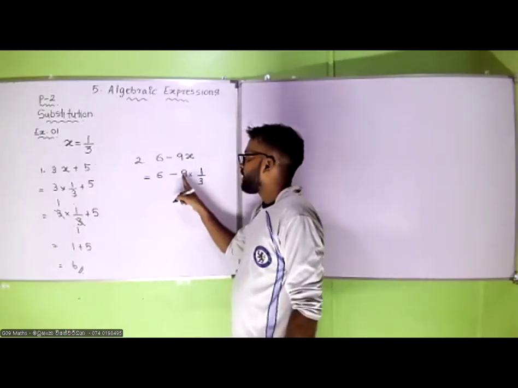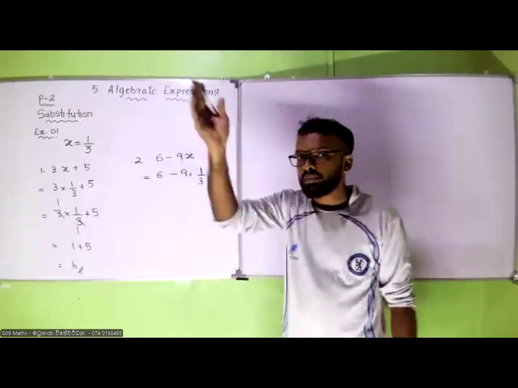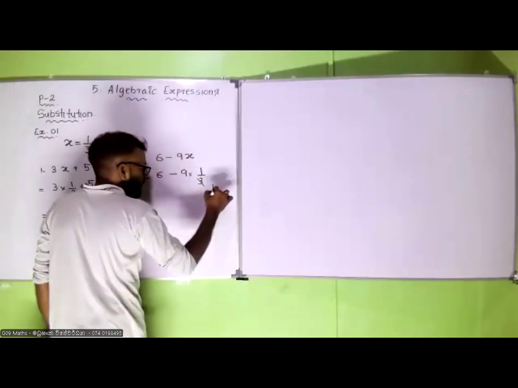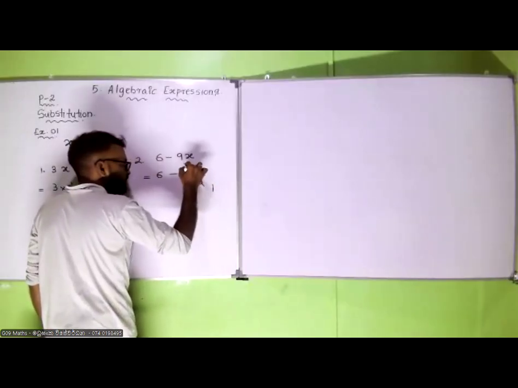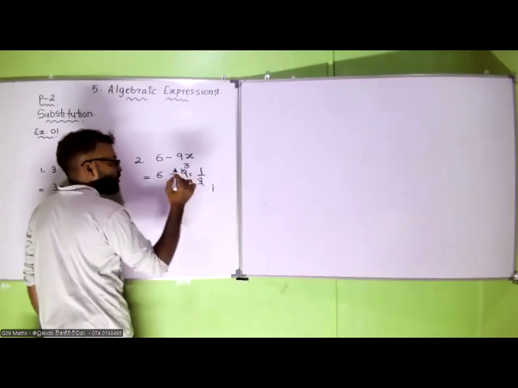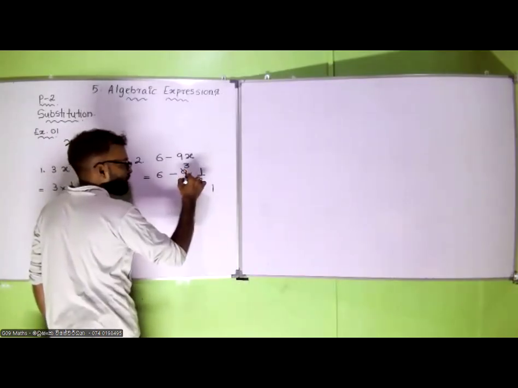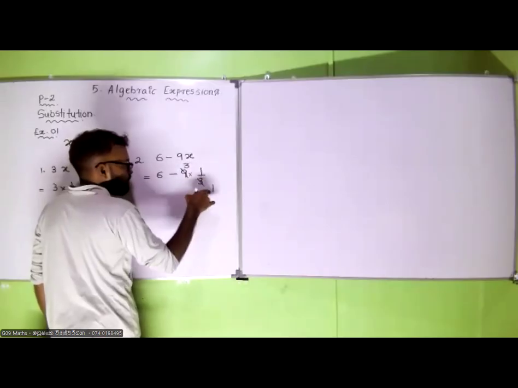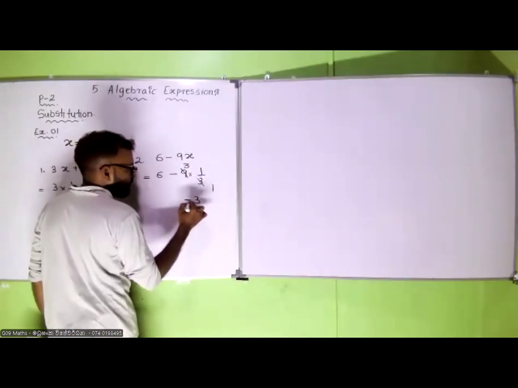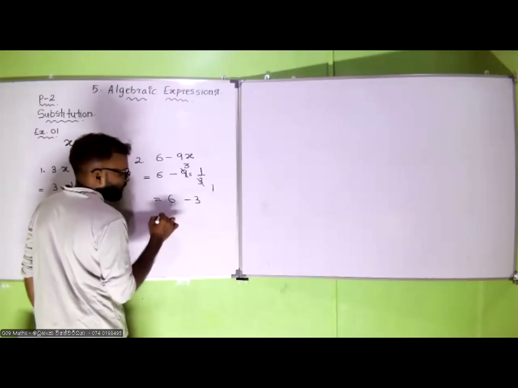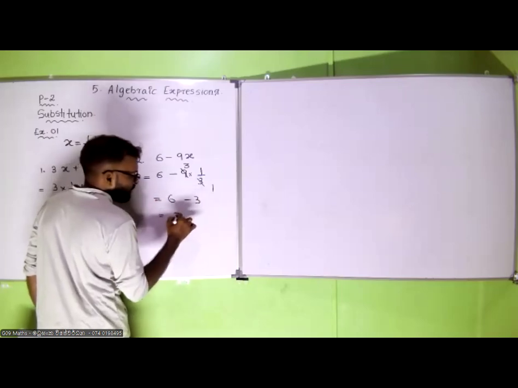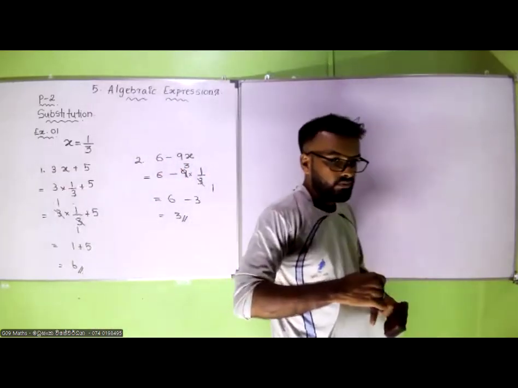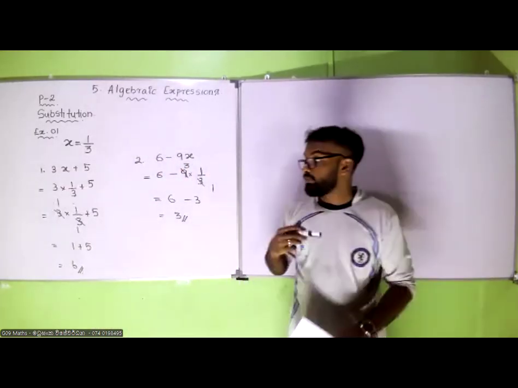Now, numerator, denominator, you can simplify. So, 3 times 1, 3 times 3. You can use your pencil to cut the numbers. 3 times 1, 3. 3 divided by 1, 3. Minus 3. So 6 minus 3 is 3. Very simple.